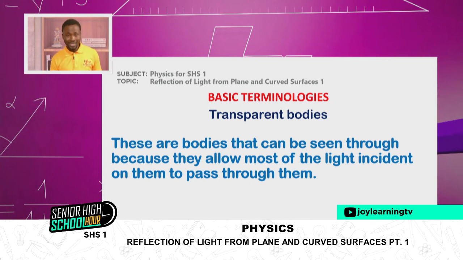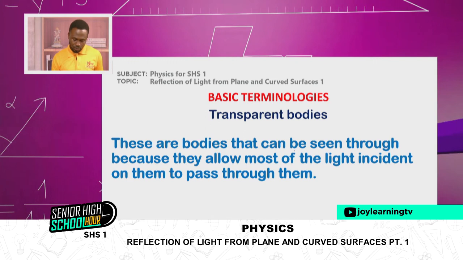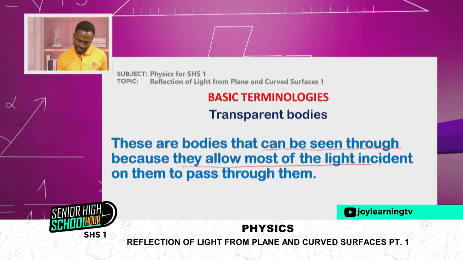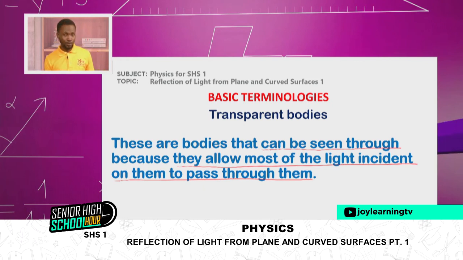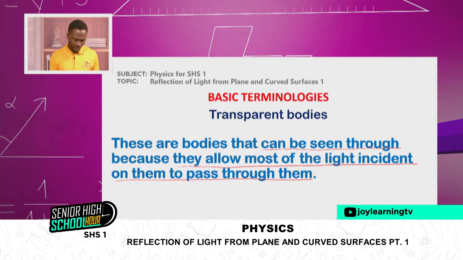Well, I'm saying that these bodies, one, can be seen through. Why? It is for a reason. They allow most of the light incident on them to pass through them. That is the reason for which they can be seen through. So transparent bodies are bodies that can be seen through because they allow most of the light incident on them to pass through them.